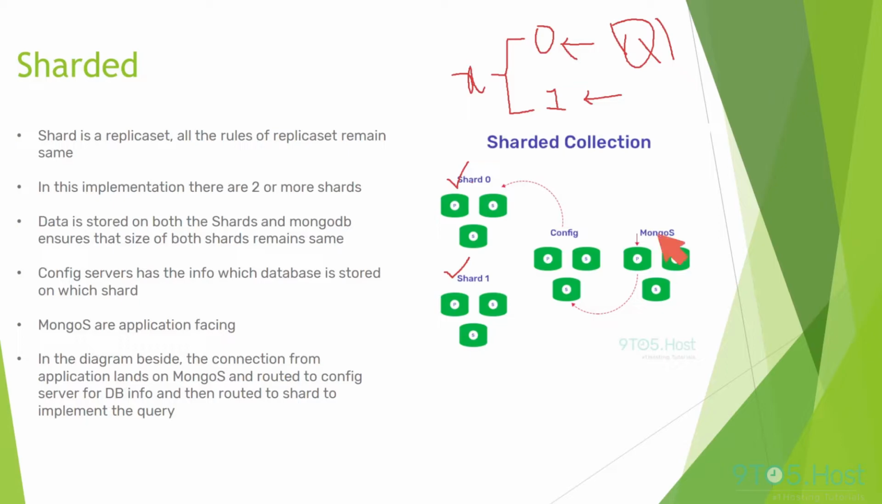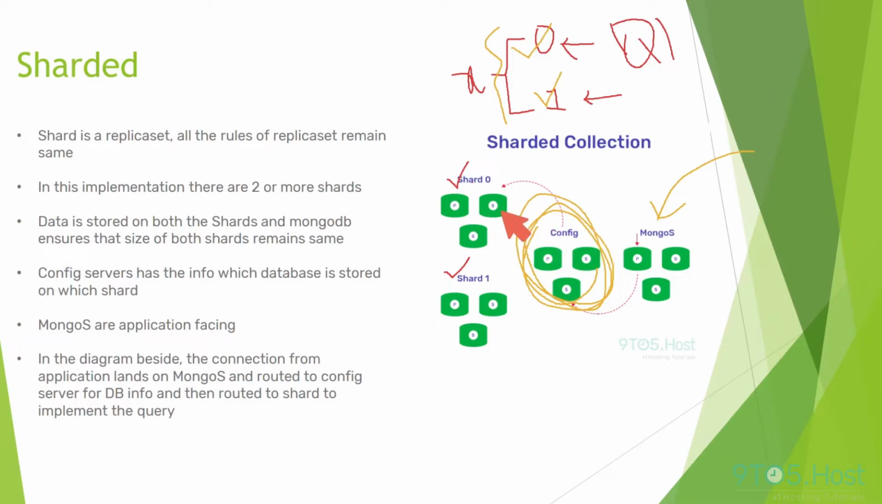Let's discuss a scenario where the application has requested a query Q1 in which it would fetch 10 records from shard 0 and some 90 records from shard 1. So how MongoDB queries this is, the connection comes from the application to mongos, then the mongos routes the connection to config servers. Config servers are the ones who read the query and understand where to route the connection, either to shard 0 or shard 1 or to both the shards.